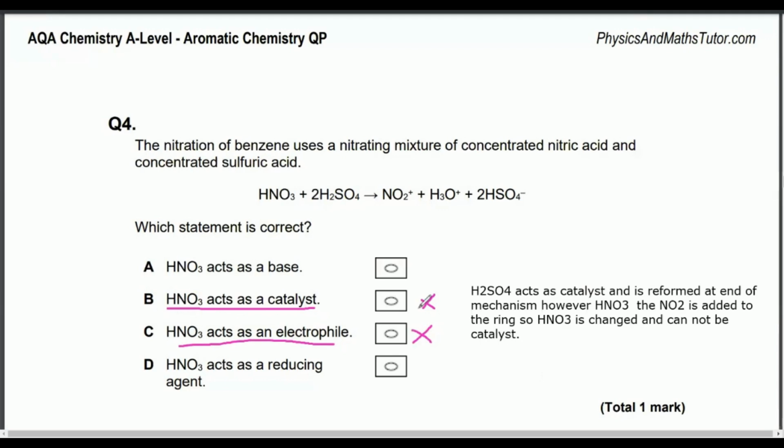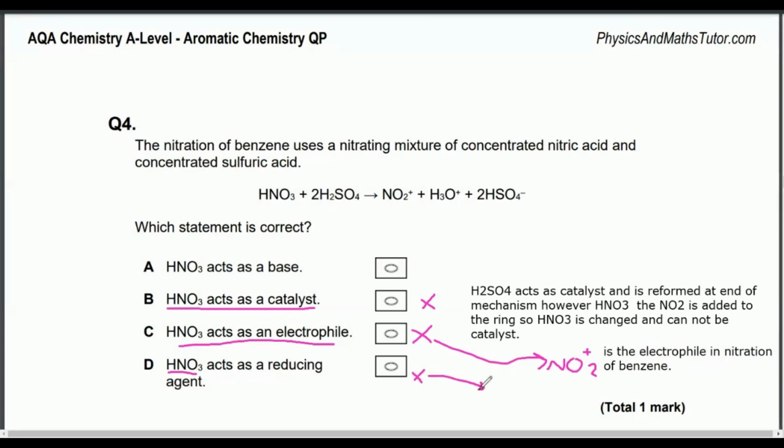So that's the catalyst. The next one, it says HNO3 acts as an electrophile. Well, it's not the HNO3 that acts as an electrophile, it's the NO2+. It's that nitronium cation that forms the nitrate group on the benzene ring. So that is the electrophile, not the HNO3, although it does come from the HNO3.